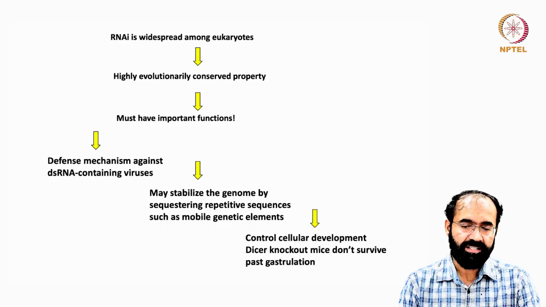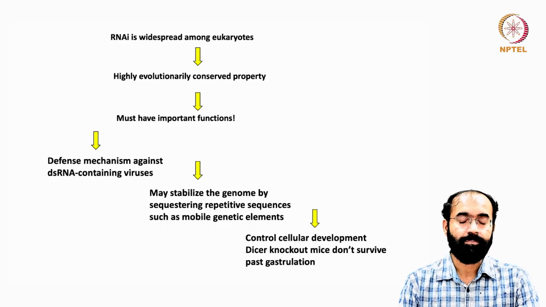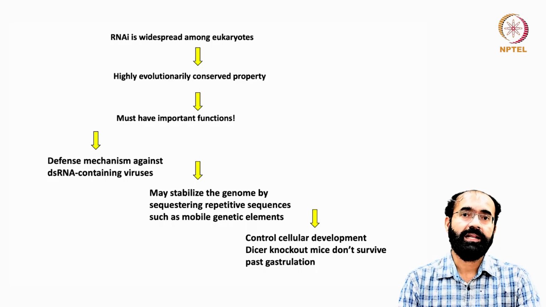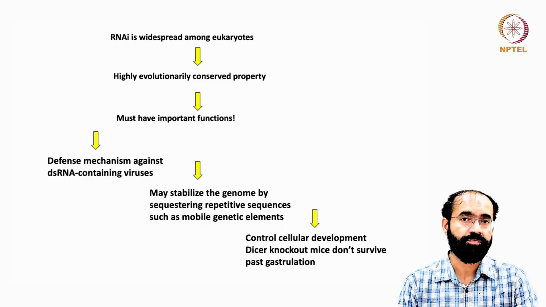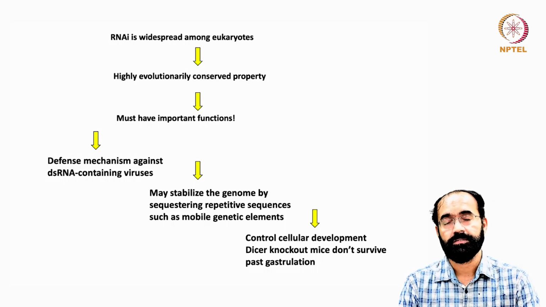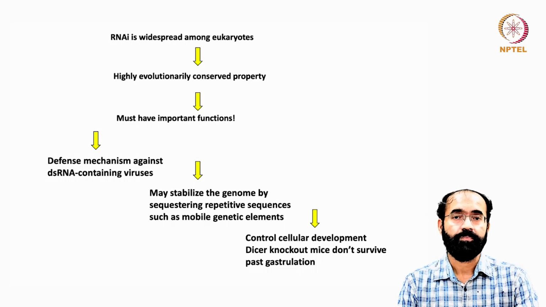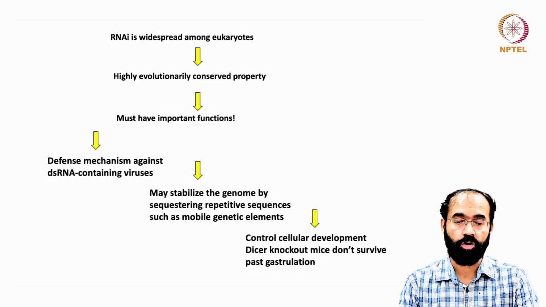And the third function is controlled cellular development. Like I told you, during development, if a given gene has to be turned off immediately, of course transcription can be stopped, but the RNA is already there in the cell. So you need to get rid of this RNA quickly. This is possible if you have RNAi acting on that mRNA. So that is part of normal development.